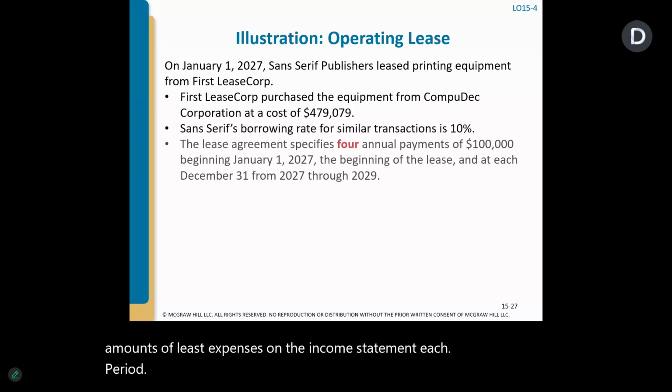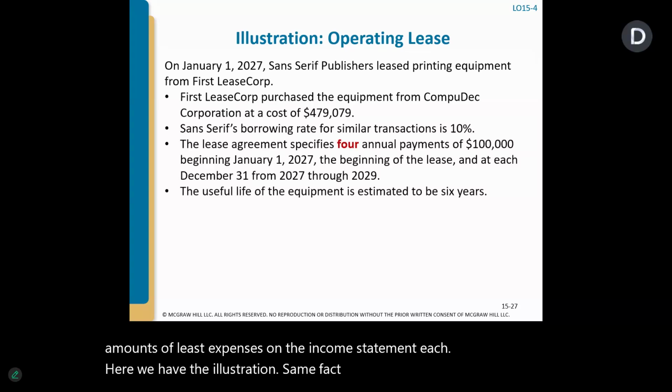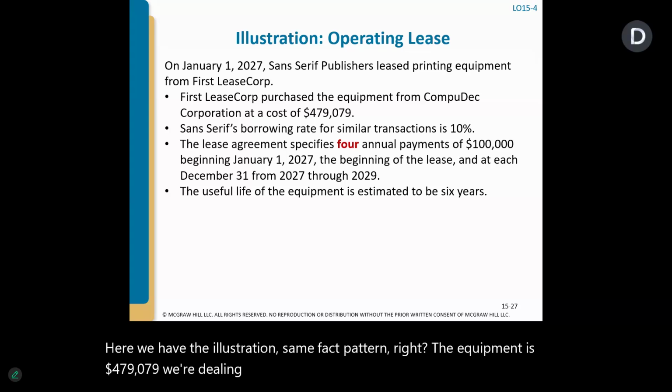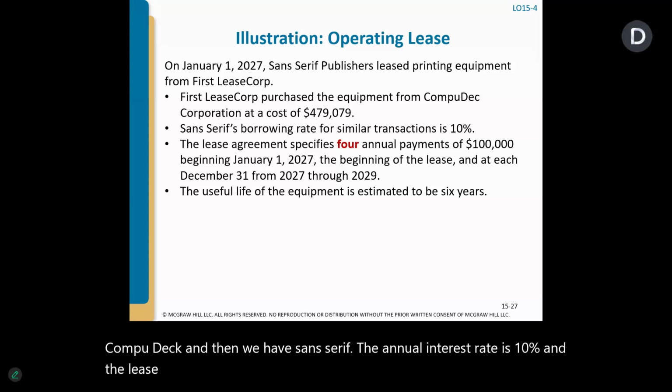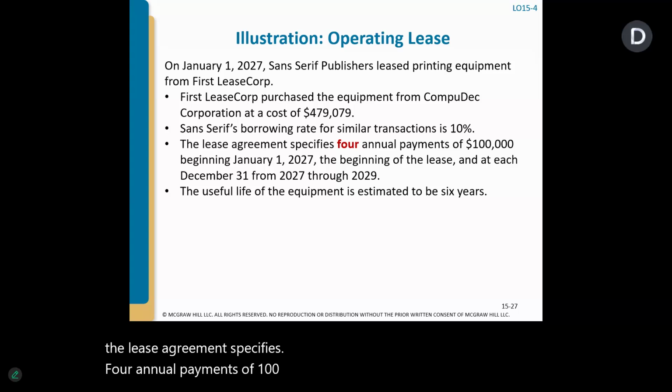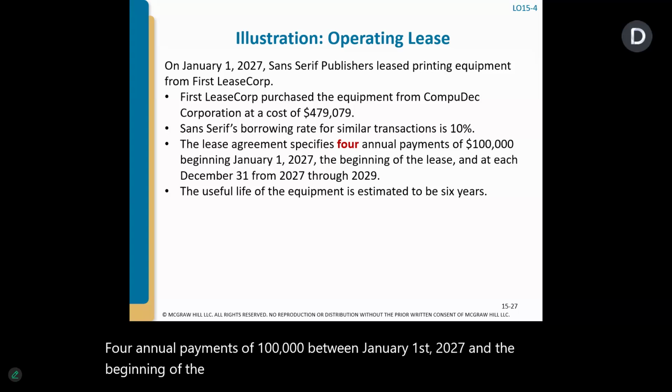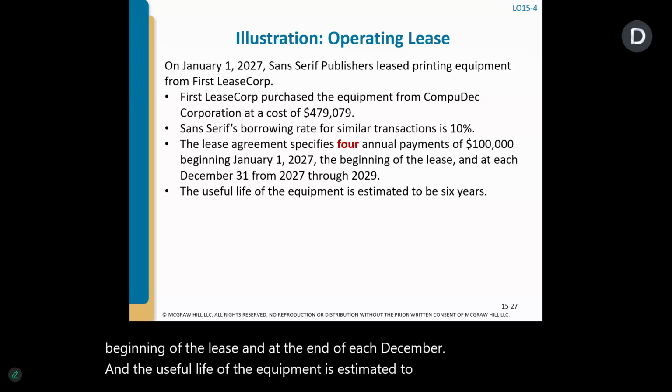Here we have this illustration, same fact pattern, right? The equipment is $479,079. We're dealing with First Lease, who purchased the equipment for CompuDeck. And then we have Sans Serif. The annual interest rate is 10%, and the lease agreement specifies 4 annual payments of $100,000 between January 1st, 2027, the beginning of the lease, and at the end of each December. And the useful life of the equipment is estimated to be 6 years.